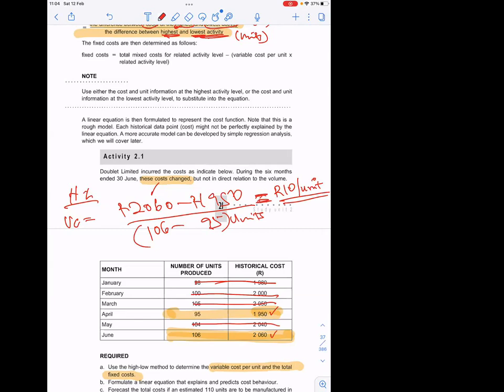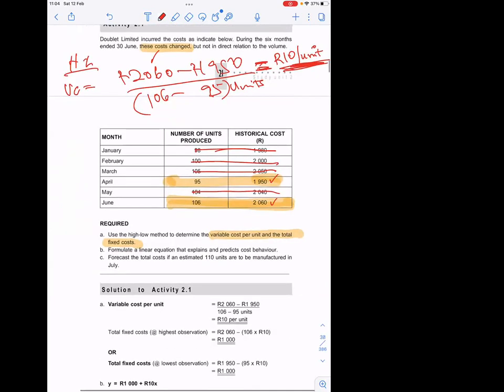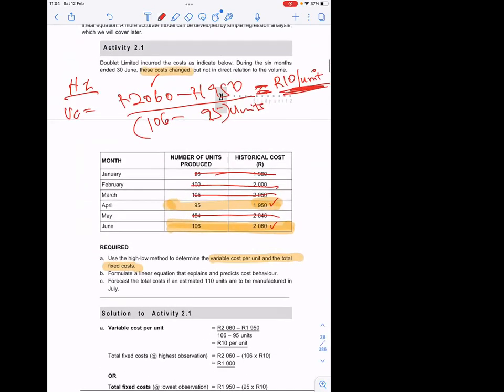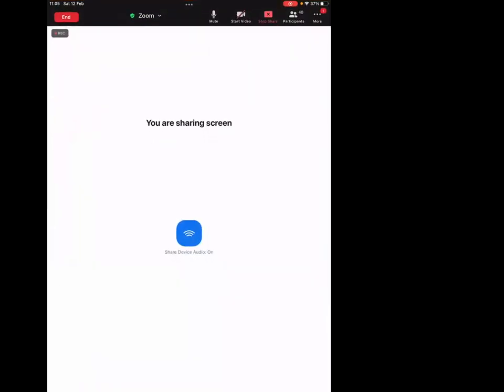The output is Rand per unit. Right. Now, for you good people, we have answered the first part. That's the variable cost per unit. Now to get the total cost per unit, remember, these are the total cost this side, right? The total cost. Now, what we know is the variable cost per unit is the same in all those cases.